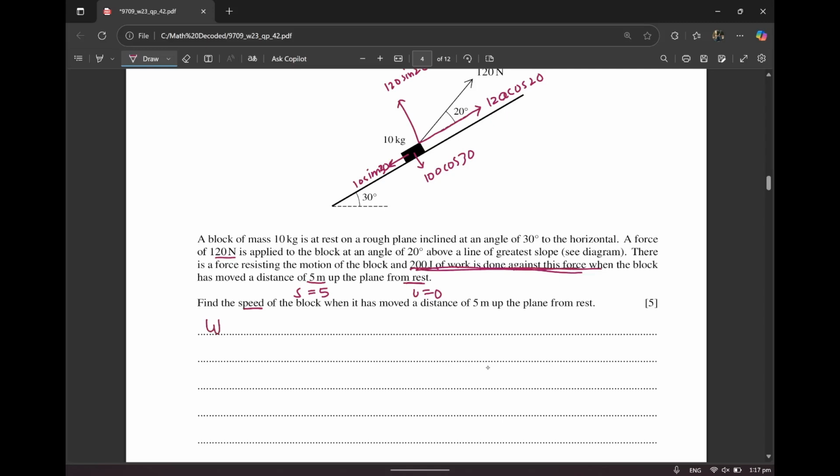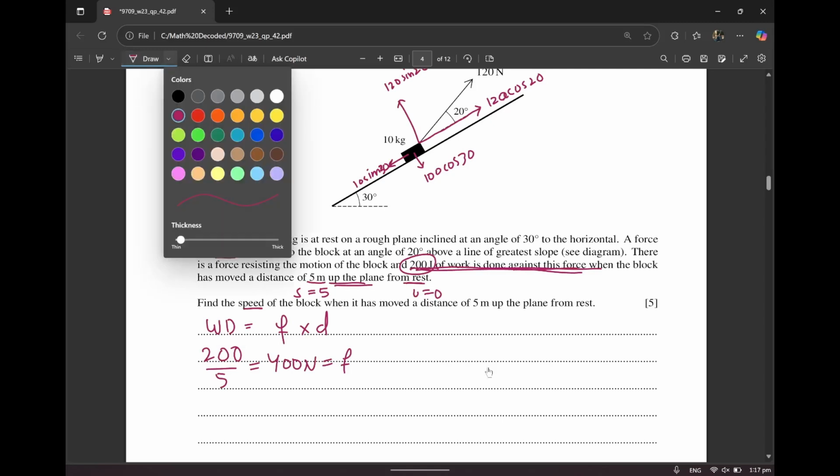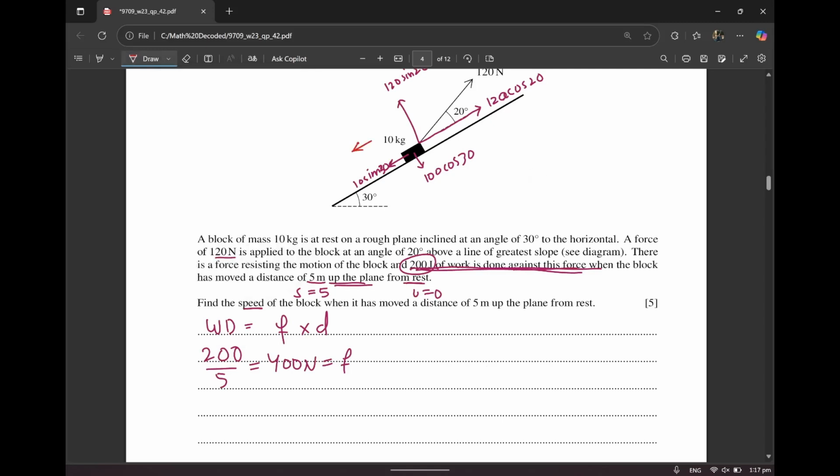So it says work done is equal to force into the distance. You're supposed to be familiar with this formula. Work done is 200 joules, and the distance is 5. That's going to give me the force as 400 newtons. It is basically a resistance force, and the block is moving up. If the block is moving up, the resistance force is going to be in the opposite direction. That means I'm going to apply this force in this direction. That's actually, it's going to be not 400, it's going to be 40 newtons.